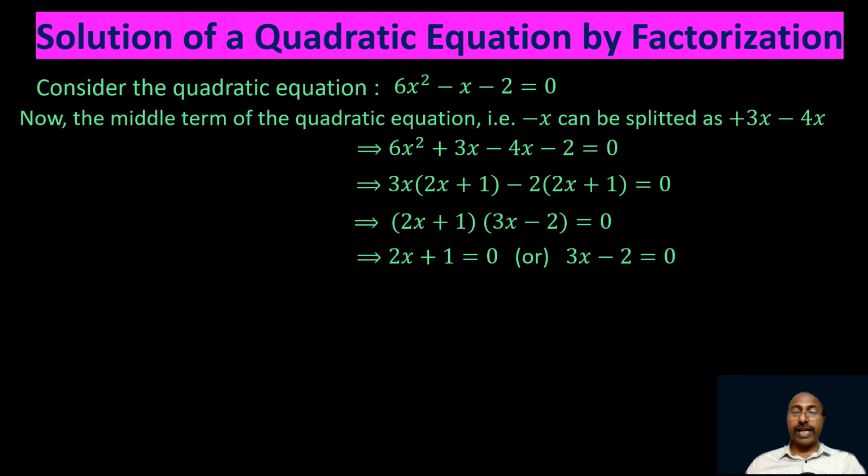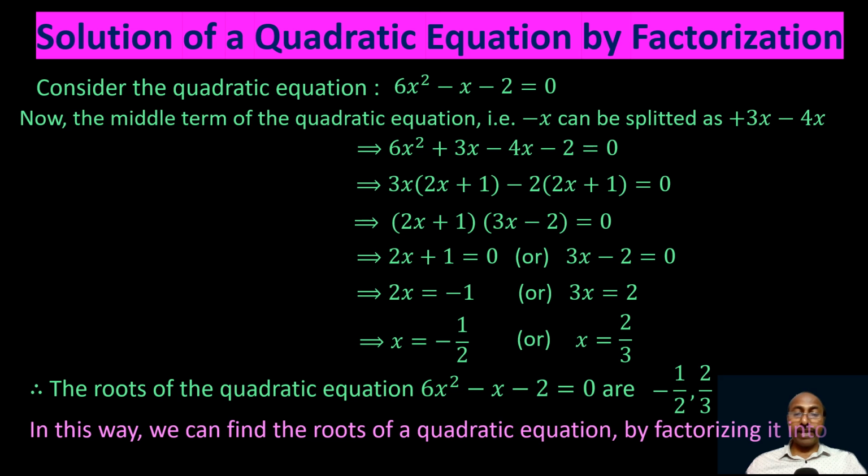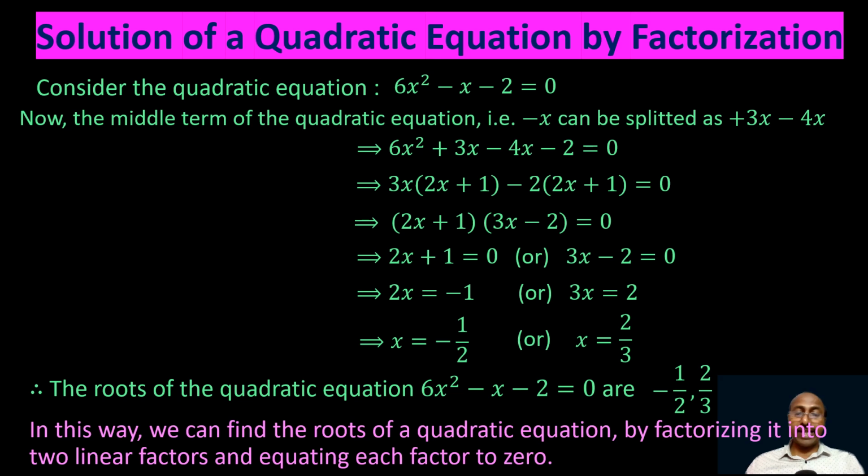And from this we get 2x equal to minus 1 or 3x equal to 2, and x equal to minus 1 by 2 or x equal to 2 by 3. Therefore, the roots of the quadratic equation 6x square minus x minus 2 equal to 0 are minus 1 by 2 and 2 by 3. In this way, we can find the roots of a quadratic equation by factorizing it into two linear factors and equating each factor to 0.